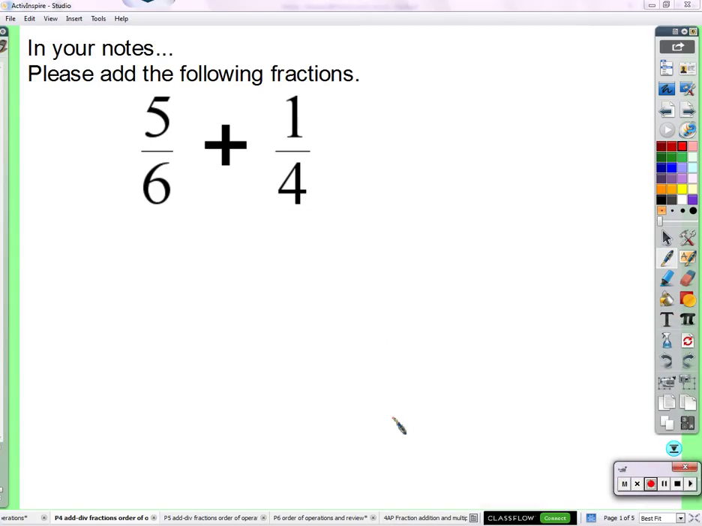We'll start with what we often shouldn't do. The most popular incorrect answer I get to adding these two fractions together. Okay? So what do you think that is? Just add straight across, and get 6/10. So it's 5 of something, 1 of something, and we get 6 of something.